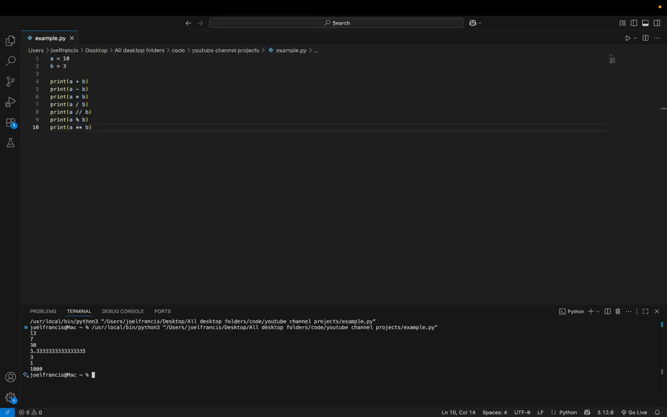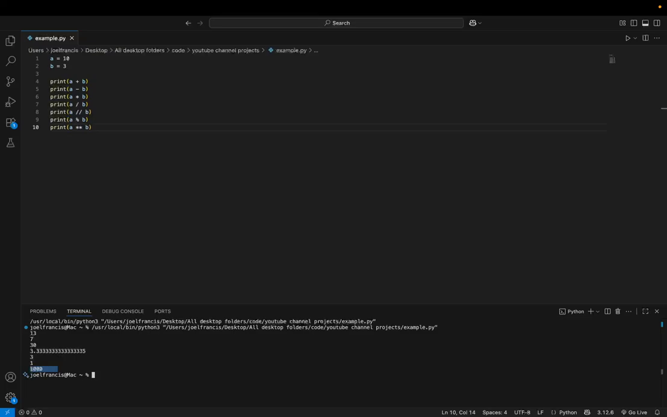Okay, on to floor division. a floor division b gives us 3. a modulus b gives us 1. a to the power of b gives us 1000. Notice that floor division, which is 2 forward slashes, gives only the integer part. Also, modulus, the percent sign, is really handy for checking remainders.